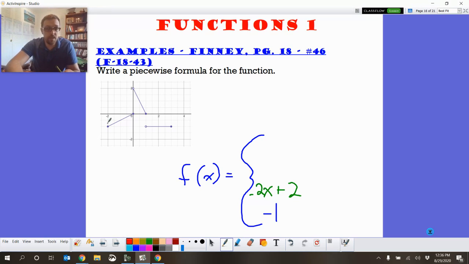Finally, we've got this one. It has a y-intercept at 0, so I don't have to write anything. But what's its slope? It seems to be going up 1 and over 2. So it has a slope of 1/2 and an x.